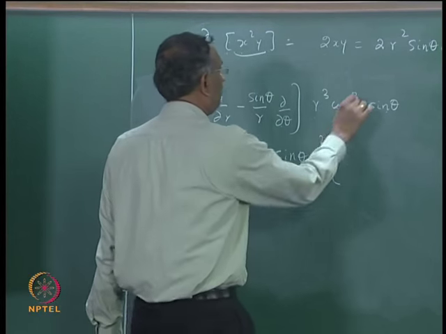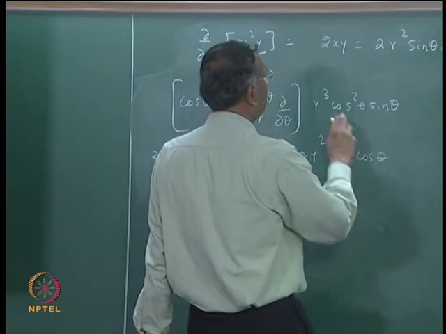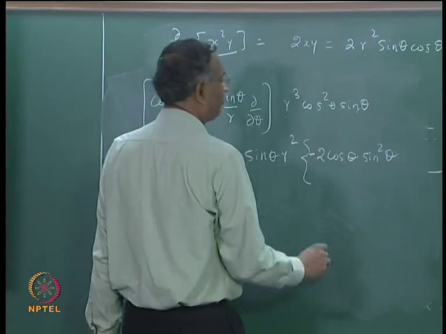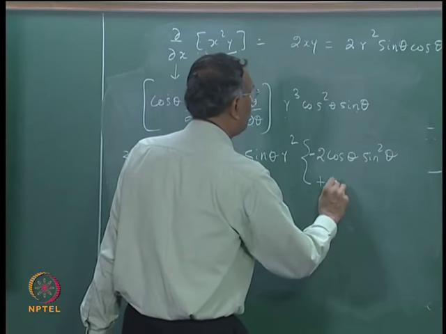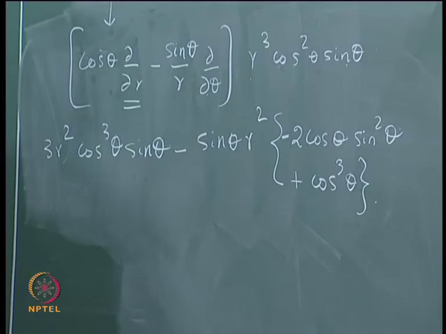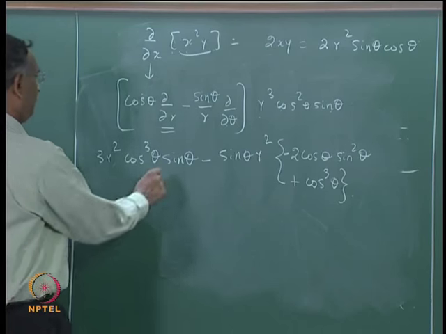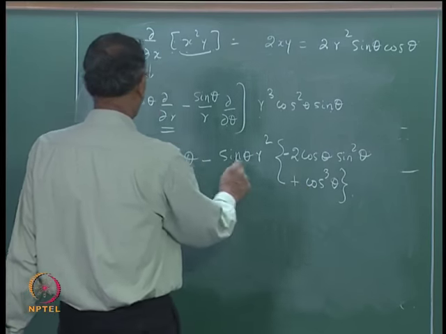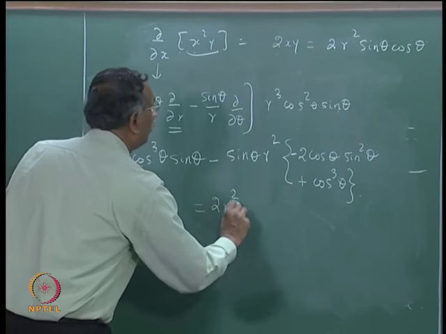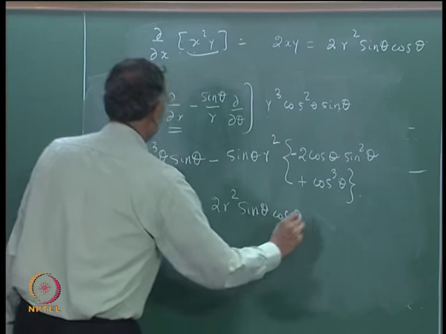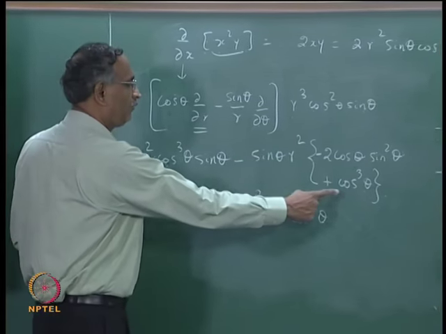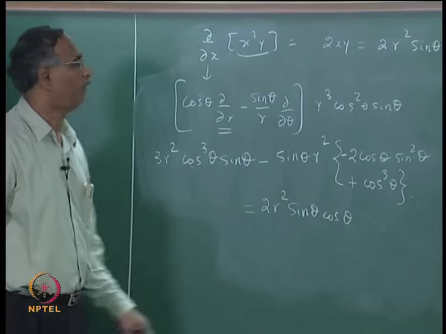So, you have two terms, namely 2 cos theta minus sin theta. So, it is minus sin squared theta, okay. And then dou by dou theta acting on sin theta gives you cos cubed theta. So, you have cos cubed theta, cos cubed theta, sin theta, 3 r squared 2. So, if you simplify that, you will get the answer 2 r squared sin theta cos theta, because there will be a cos squared theta here, there will be a sin squared theta here, there is a plus, the sum goes to 1 and 3 cancels with 1 of this to give you 2. So, this is the form. Therefore, you see the equivalence.